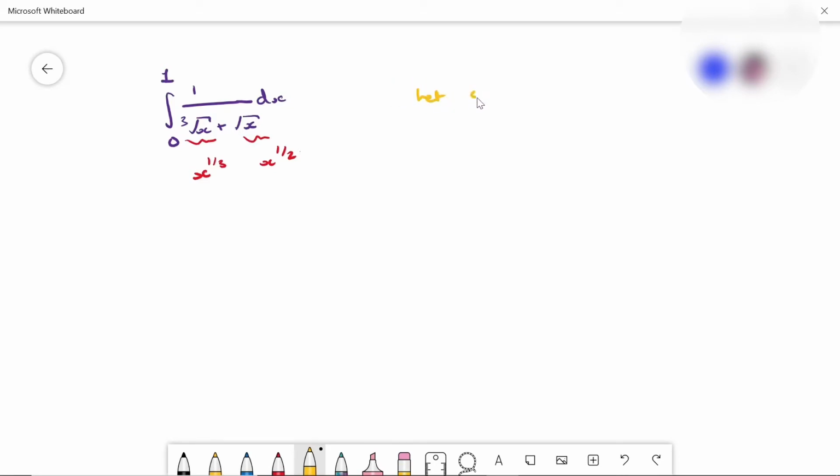So we're going to let x equal u to the power of 6. Why? Because 6 is the lowest common multiple of 3 and 2. What that means is that when you plug that into here, we're going to have u to the 6 to the power of a third and u to the 6 to the power of a half. This is just going to be u squared. This is just going to equal u cubed. So what you should notice is that the power is not fractional anymore, and it's something we can easily work with.